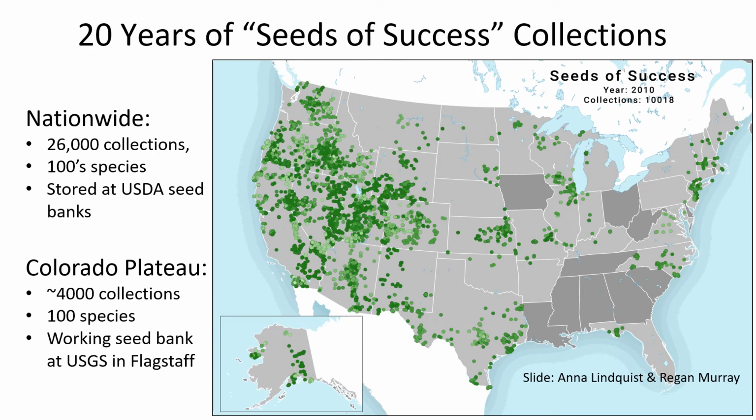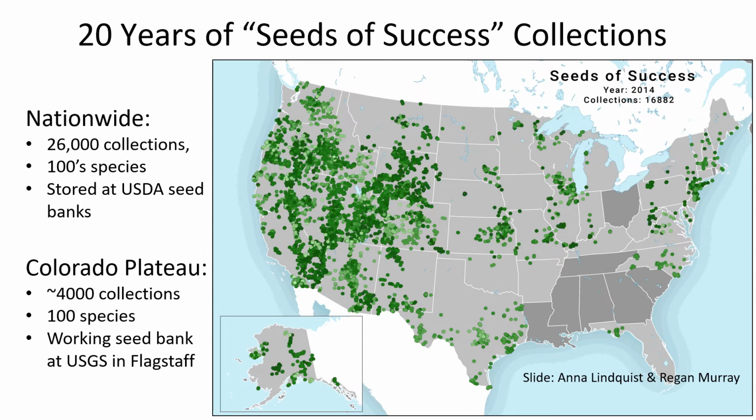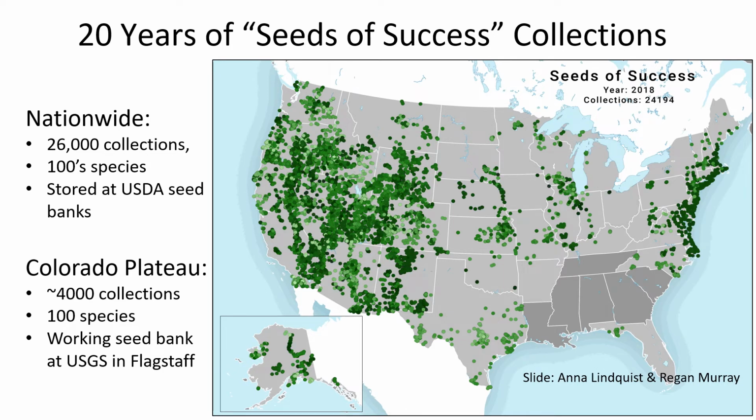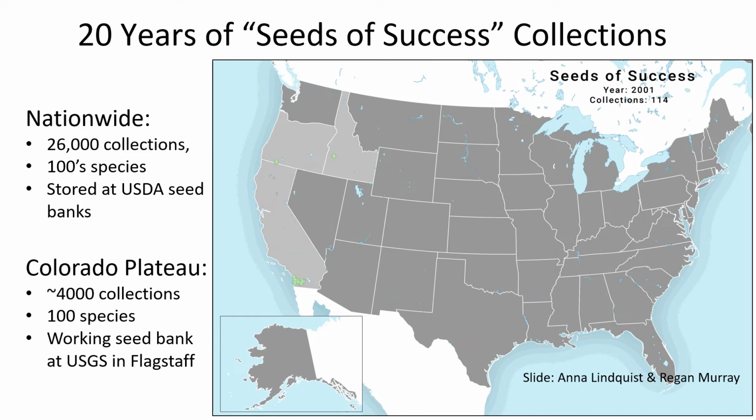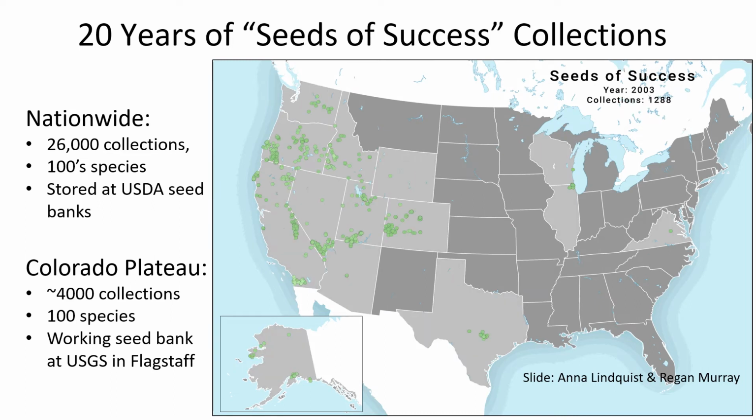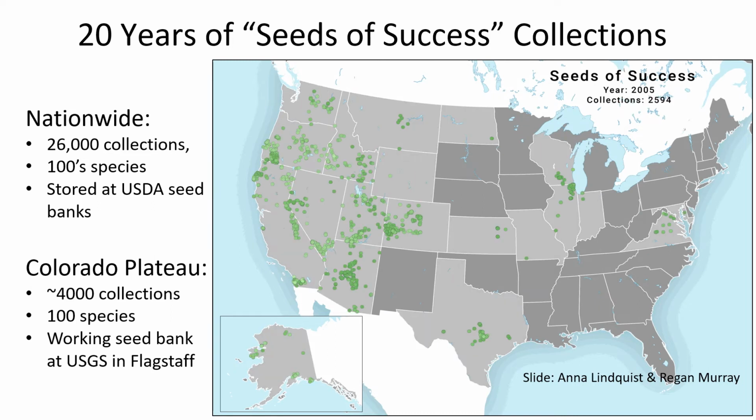In the Colorado Plateau region, we've made about 4,000 collections of about 100 species, and we keep some parts of our collections at a working seed bank, USGS in Flagstaff, in freezing, and from there we direct it out to genetics, common gardens, network trials, and increase.